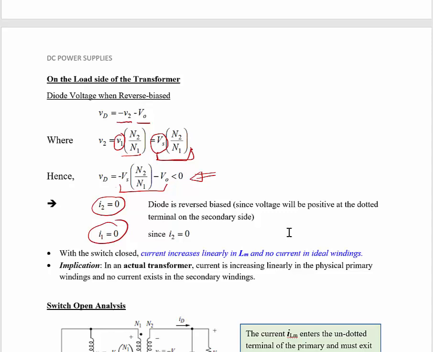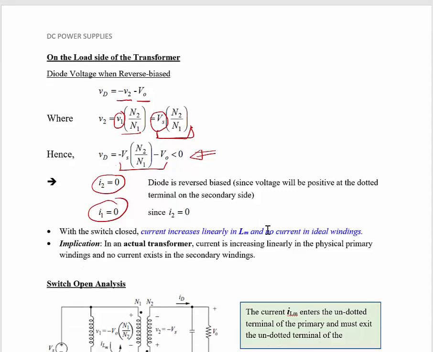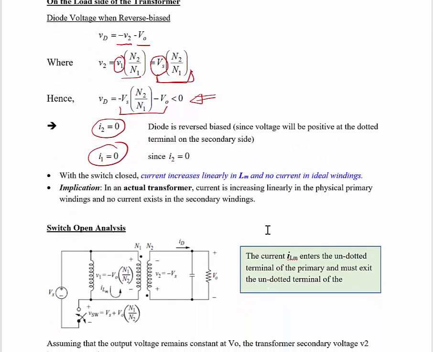So as a brief overview to end this session, and then we are going to go to another video to look at the situation when the switch is open. We know that when the switch closes for the flyback converter, current is going to increase linearly in Lm. And we know that no current is going to flow in the ideal winding of the transformer.